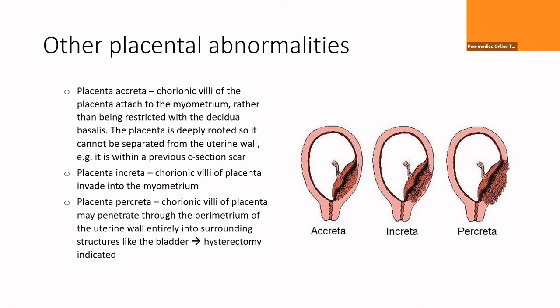Or then you've got placenta increta, where it invades the myometrium, and placenta percreta, where it doesn't just invade the perimetrium, it goes through it, and can enter other structures like the bladder. And in this instance, you've got a hysterectomy indicated because it's completely swallowed and ruined the uterus. So these are words that you might not see in the news, but they're worth having an idea what they're talking about, because they're just funky Latin words that come up from time to time in literature.